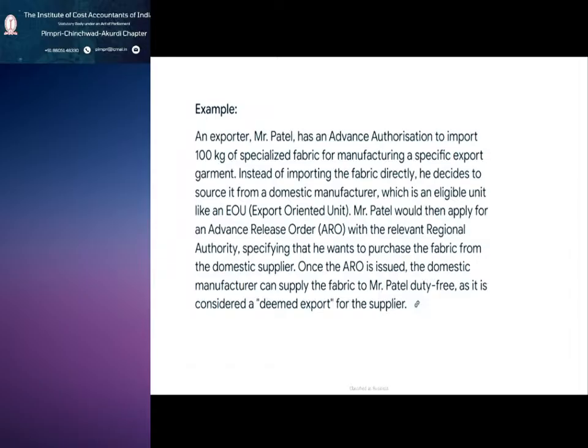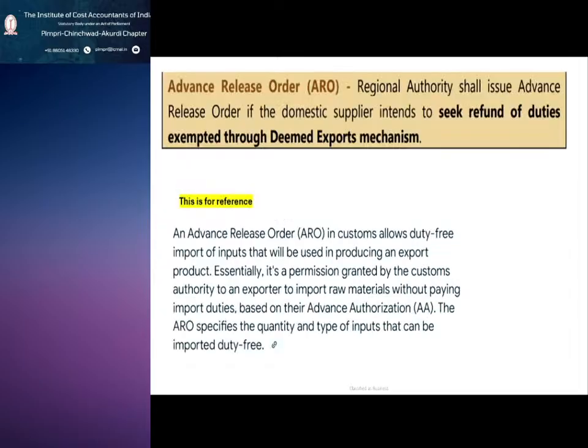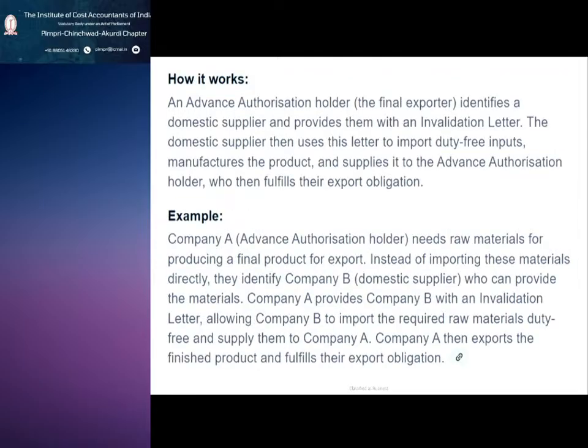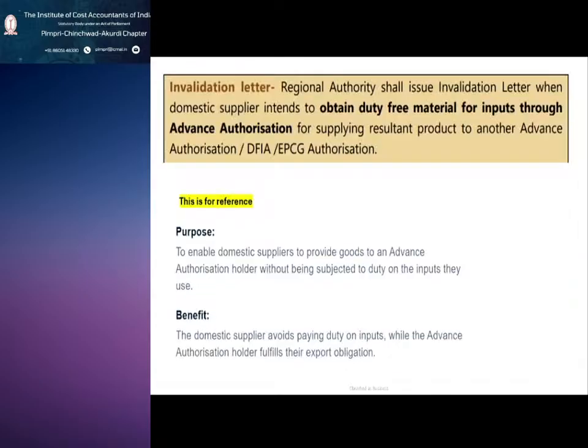So once the advance release order is issued, the domestic manufacturer supplies the fabric to Mr. Patel duty free. It is considered a deemed export for the supplier. So this is for advance release order. So we will see for invalidation letter. I am not sure whether I have taken an example.